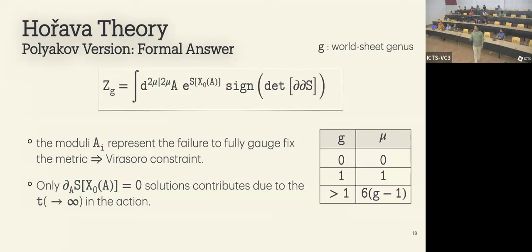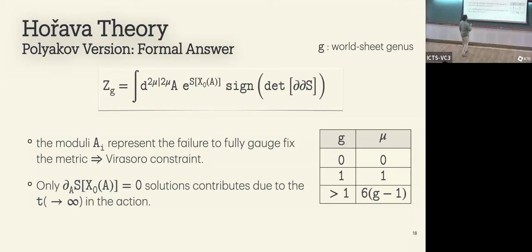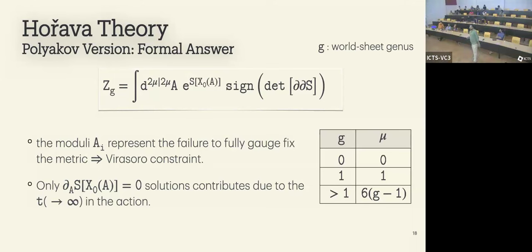Now, those solutions which satisfy del A S equals zero will contribute to this integral. And the AIs represent the failure to fully gauge fix the metric. We couldn't fix it. And actually, the answer doesn't depend on any moduli, so it's better not to have these parameters. Now, these are the number of AIs for various capital Gs. This is a bit of a typo. But for the sphere, it is zero. For genus one, it is one.